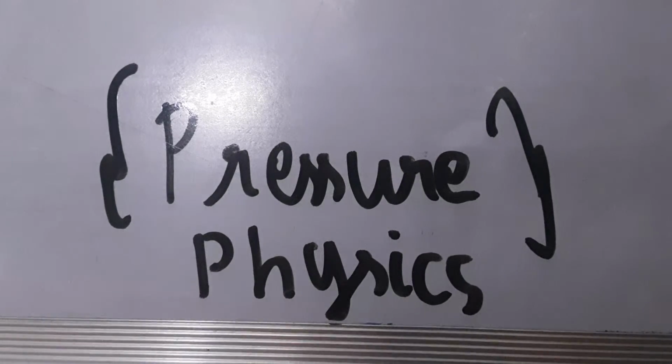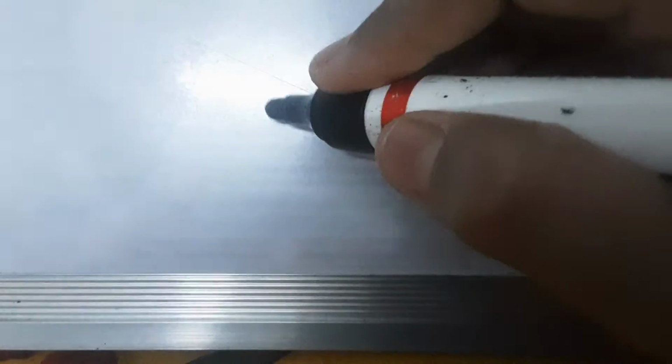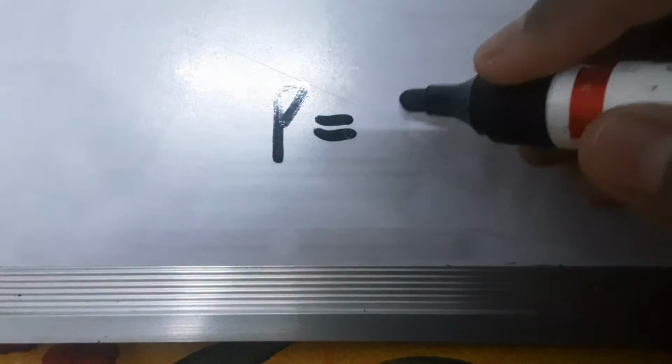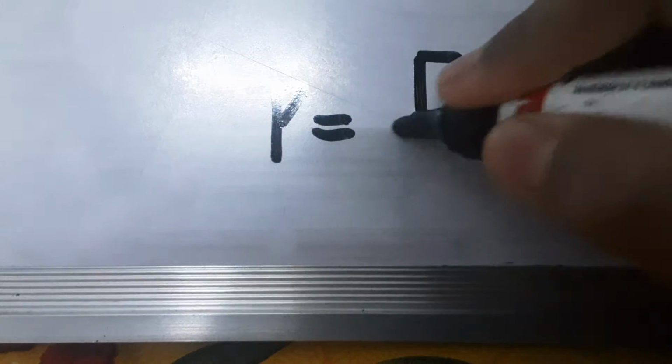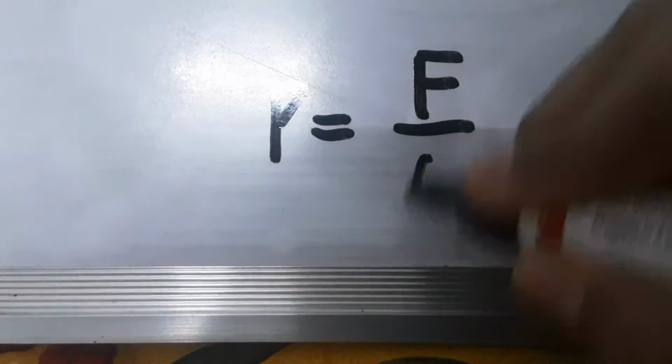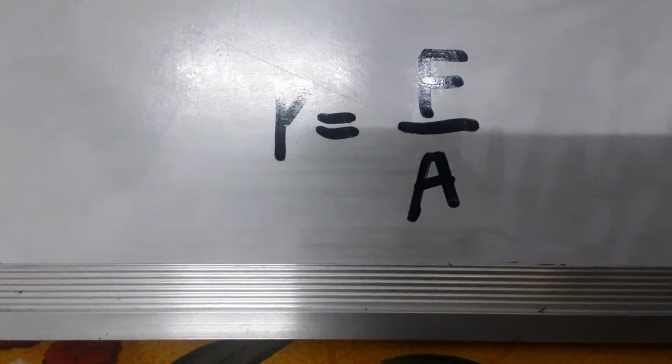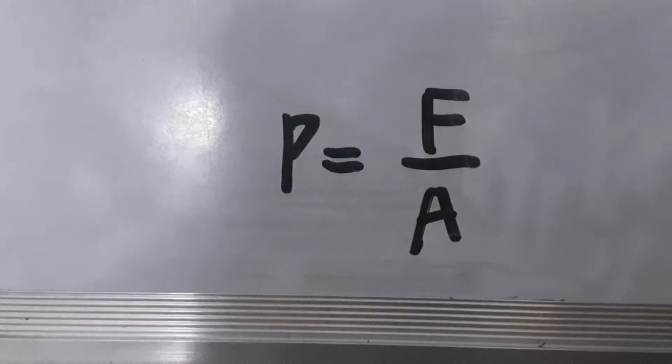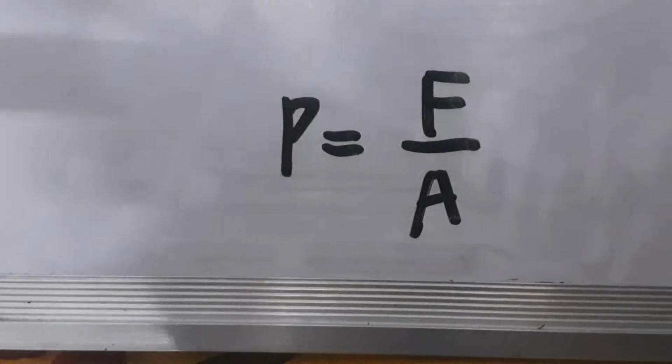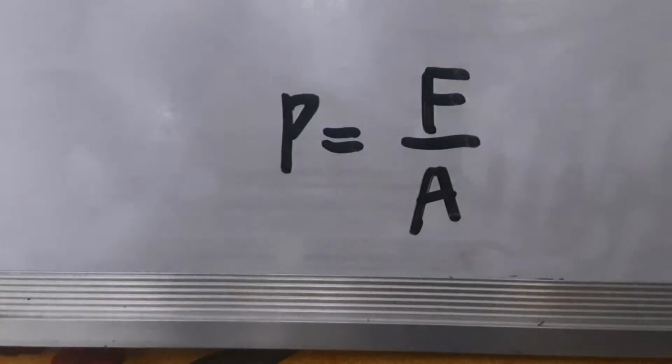So let's start. What is pressure in physics? Pressure is a force that is applied to a unit area. By this we can write the equation P, which is pressure, equals F, which is the force, upon A, which is the area. So pressure equals force upon area. How much force is acting on a unit area is pressure.